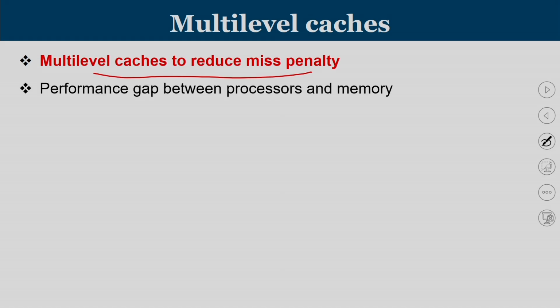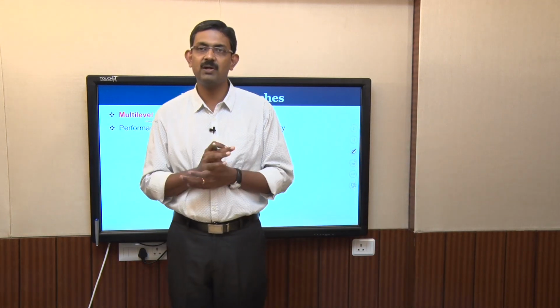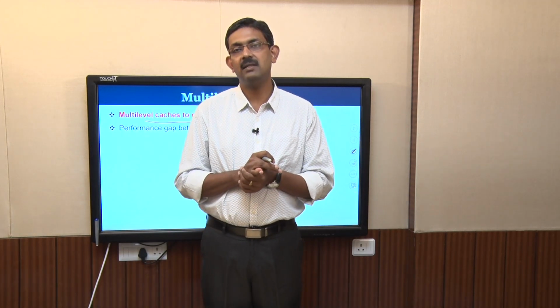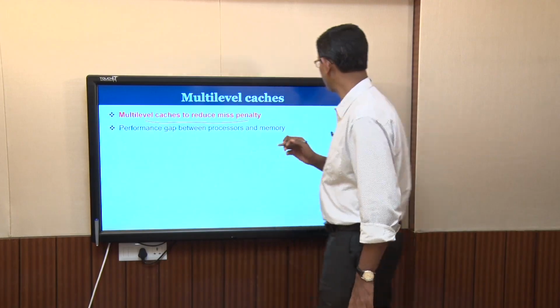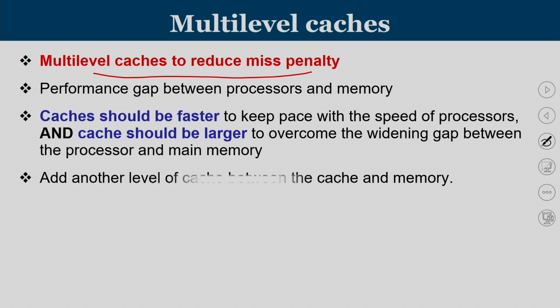The performance gap between processors and memory is widening. We have seen that our first level cache should be small and simple. It should be 2-way or 4-way associative, and small, among the many parameters we have seen. But if you keep it small, compulsory misses are going to be constant but your capacity misses are high, and when you make it slightly larger, then hit time will increase. So we have to design the cache memory in a hierarchy. Caches should be faster to keep pace with the speed of processors, and caches should be larger to overcome the widening gap between the processor and the main memory.